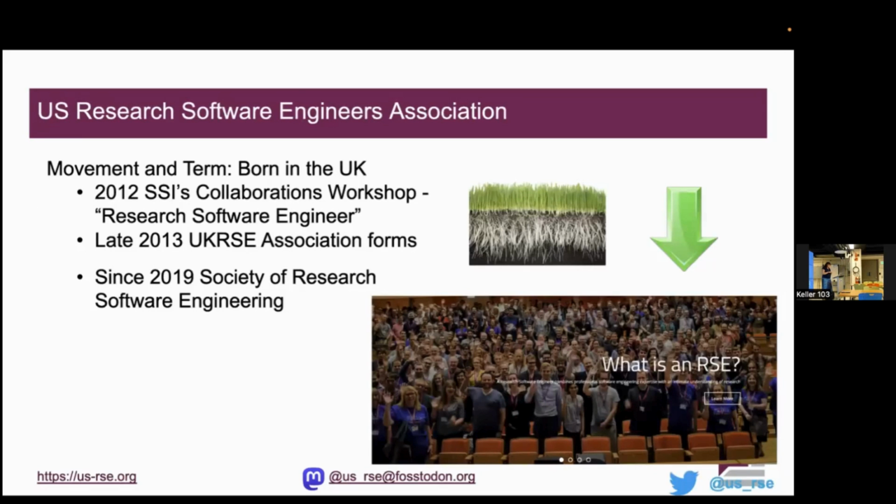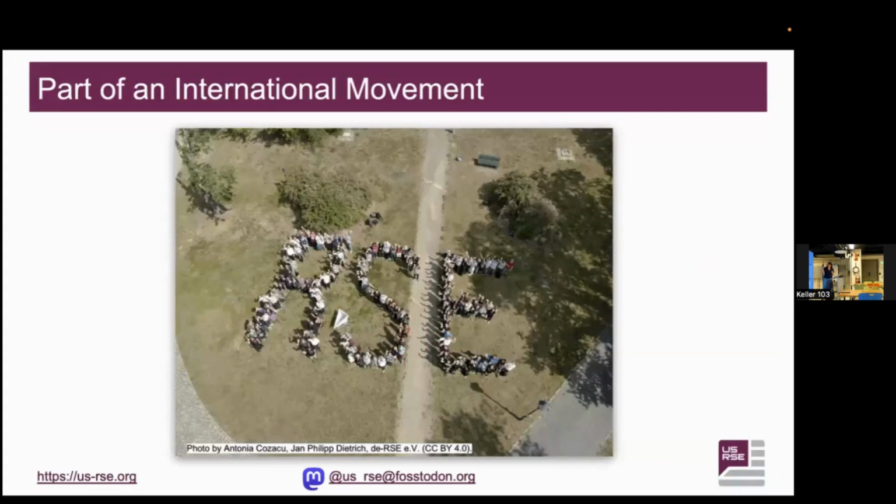If you look at the US Research Software Engineers Association, really the movement and term was born in the UK. In 2012, there was a collaboration workshop, and from then, the Research Software Engineers Association formed in the UK, the real grassroots one. And since 2019, there's a Society of Research Software Engineering. And this is a picture, by the way, made by the German Research Software Engineers Association at one of their meetings. It's also an international movement.